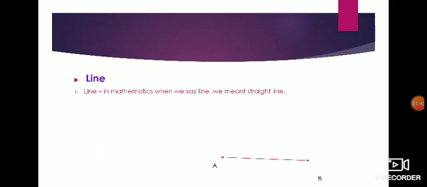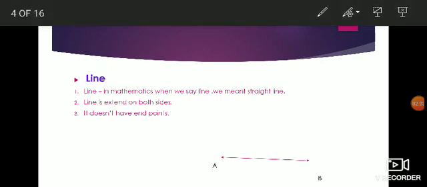Now the next topic, line. See this figure, it is said to be line AB. Now what is the definition of a line that we will see. In mathematics, when we say line, we mean it is a straight line. Yes, correct or not students? It is a straight line. Next, a line is extended on both sides. See the arrows here, both arrows show that it can extend on two sides. It doesn't have end points because it will increase on both sides. Here we can increase the line and here also we can increase the line.